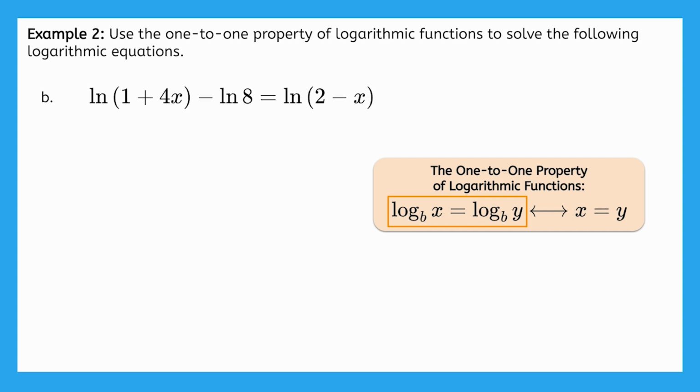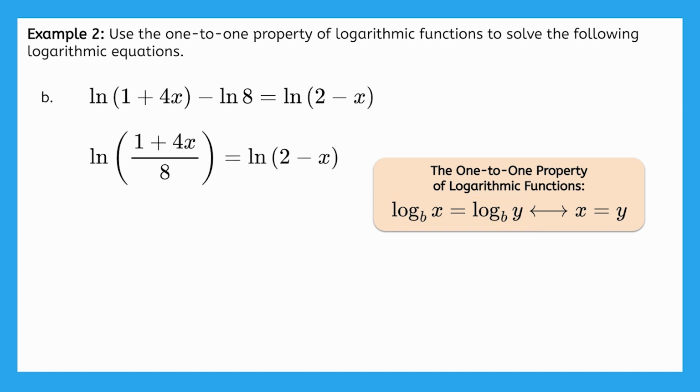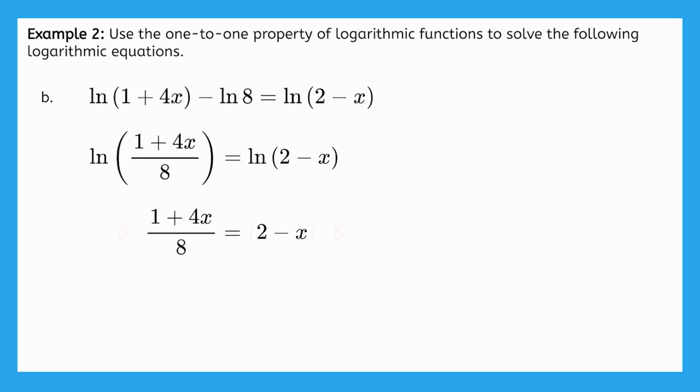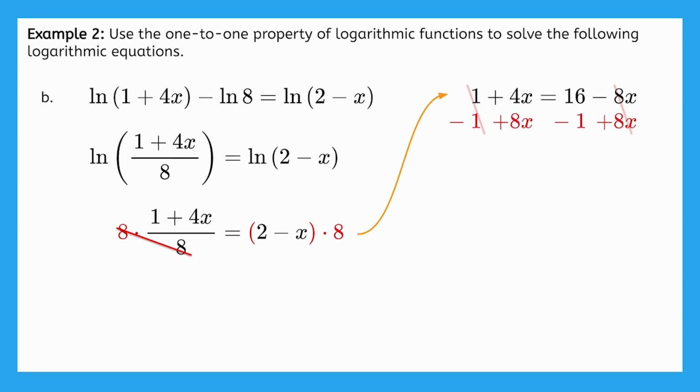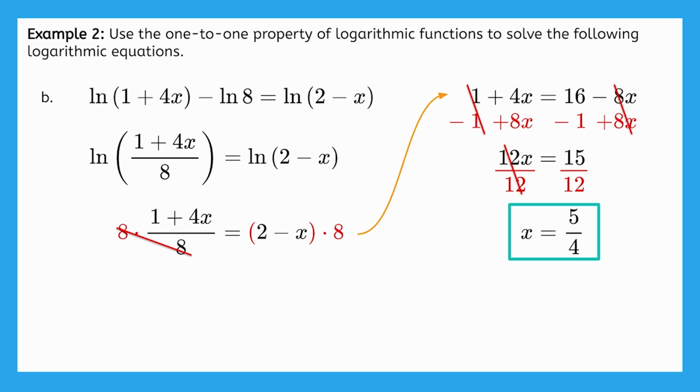We can achieve this if we combine the logarithms on the left side with the quotient property by dividing the arguments. Then we can apply the one-to-one property and get that 1 plus 4x over 8 equals 2 minus x. Lastly, we isolate x by multiplying both sides by 8. Adding 8x and subtracting 1 on both sides, and dividing both sides by 12. We get that x equals 5 over 4.